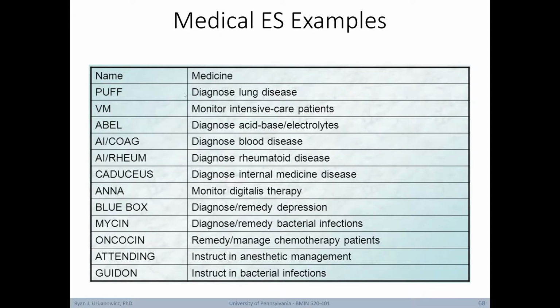We'll end this lecture with a tour of some other medically related expert system examples. First off, we have this table that summarizes a number of medical expert systems that have been developed over the years. For example, PUFF is one that was designed to diagnose lung disease. VM was designed to monitor intensive care patients. ABEL was designed to diagnose acid-base electrolyte disorders. AI/COAG was designed to diagnose blood disease. AI/RHEUM was designed to diagnose rheumatoid disease. Caduceus was designed to diagnose a variety of general internal medicine diseases, and a handful of others that you can check out on your own.